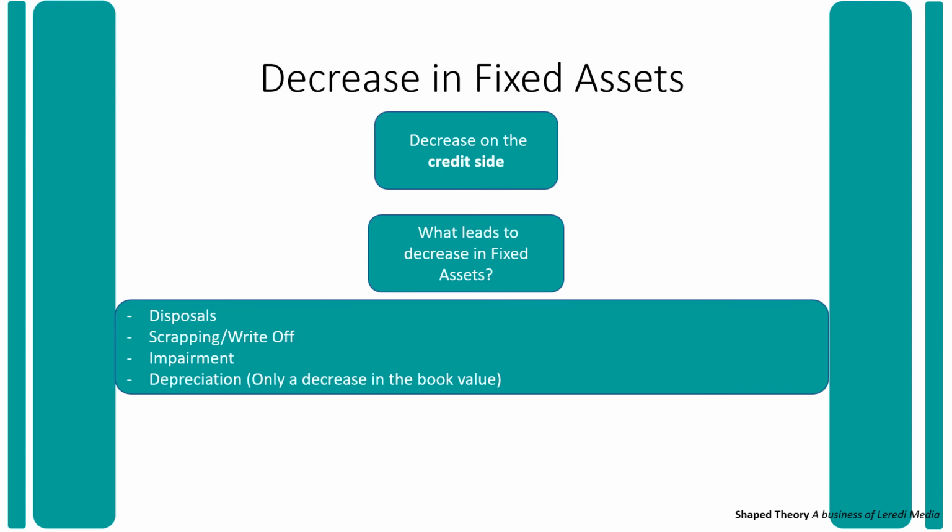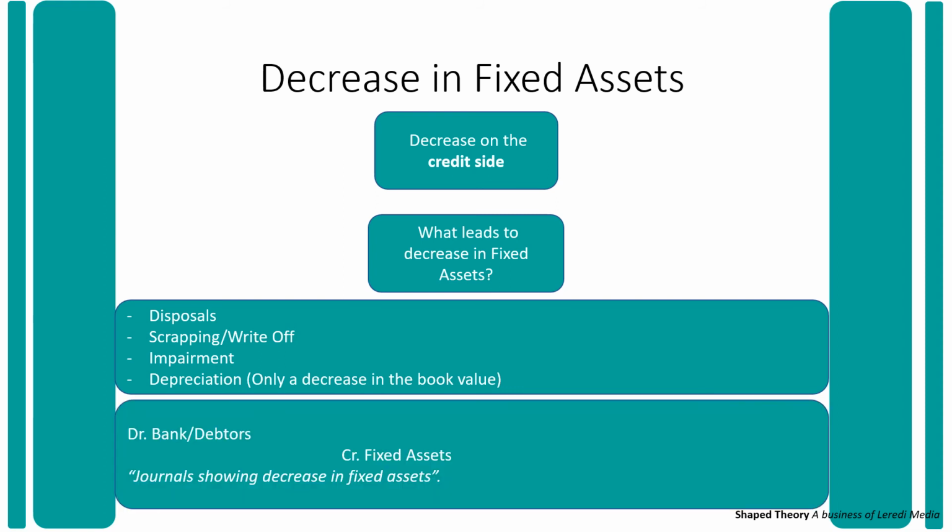Now, let's look at an example. How do we account for a decrease in fixed assets? This example is actually looking at the prominent one, disposals of fixed assets. If the company decides to dispose of fixed assets or sell a fixed asset, it will either sell that particular fixed asset for cash or on credit.